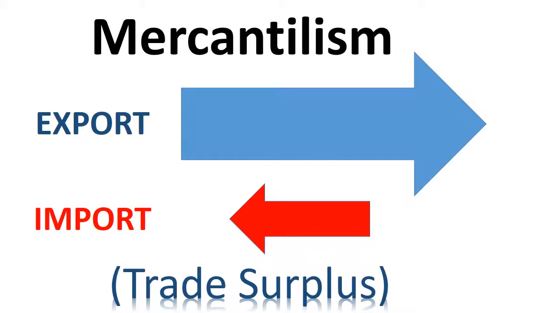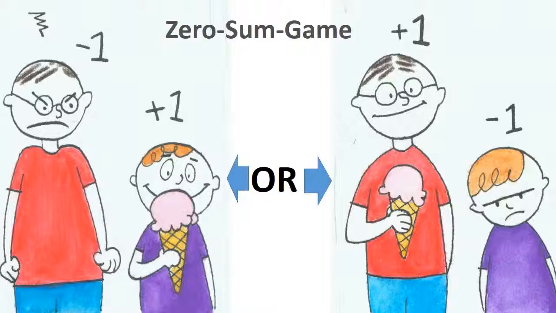Okay, let's talk about some international trade theories. The first theory is mercantilism. The main idea of this theory is that it's in a country's best interest to export more than it imports. This is called trade surplus. Based on this theory, trade is a zero-sum game, which means when one country wins, the other country loses.